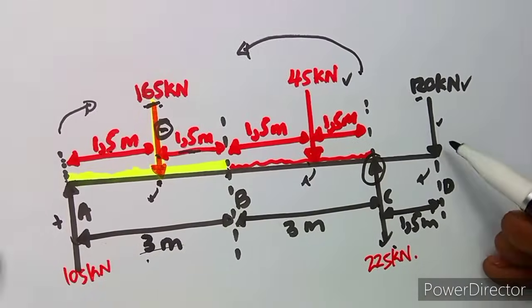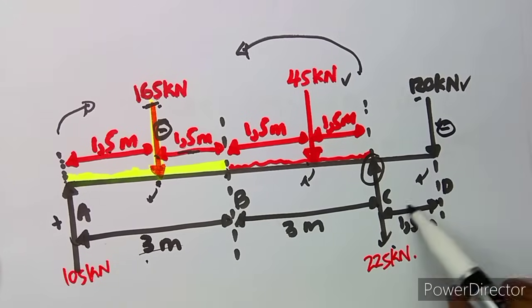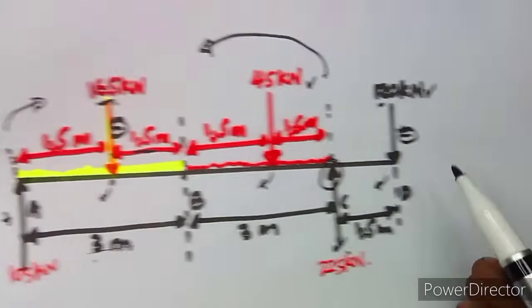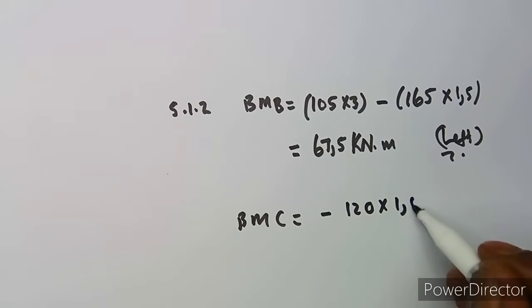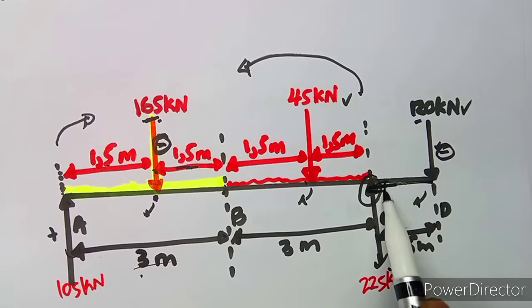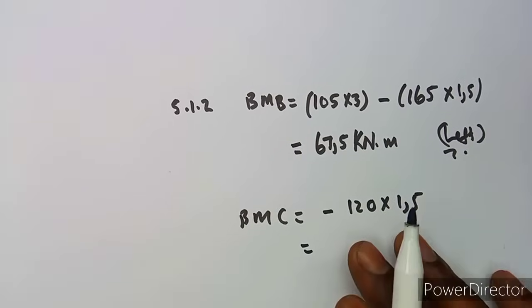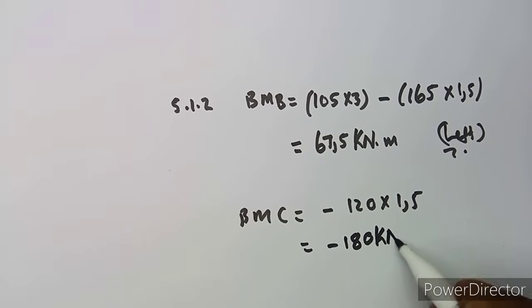The first thing is 120 is going downwards. It's a negative, and the distance in between is 1.5. So that's what you're going to have: negative 120 times 1.5. It's easier for us to take from this side, which is going to give us negative 180 kilonewton meter. That is our bending moment.